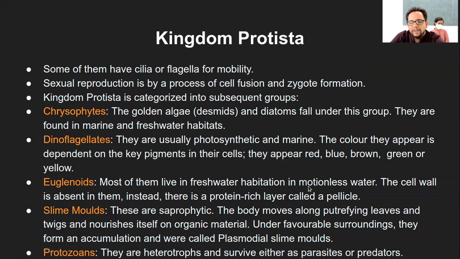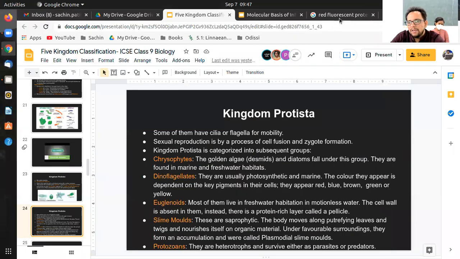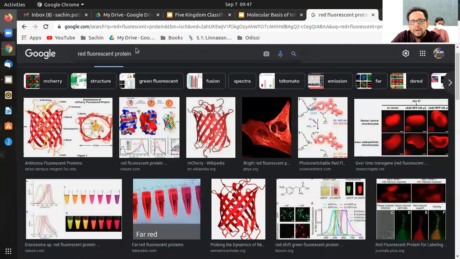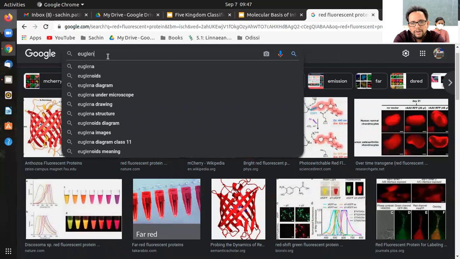Again, euglenoids, you may not have heard of them before, but these are from a freshwater habitat, especially motionless, that means non-moving, water bodies. The cell wall is absent, but they have a special protein-rich layer which is called pellicle, right? So I will show you the euglenoids.